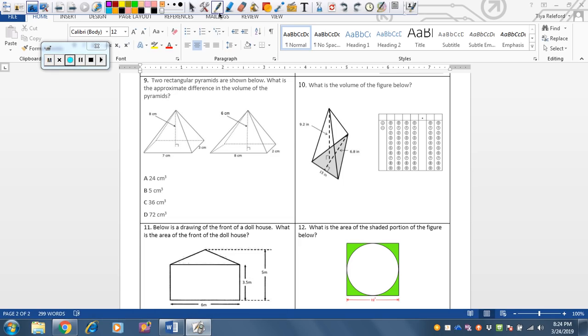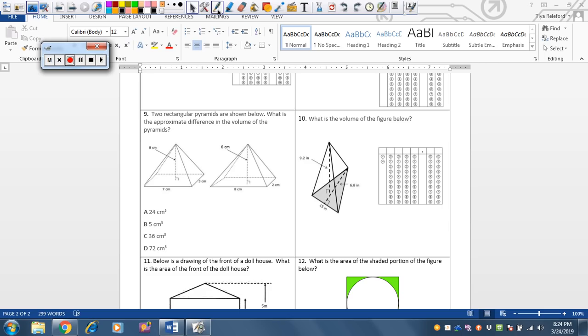Number 9, the tricky one says, what is the difference? So you're going to have to find volume of this one and volume of this one and subtract. So that is 2 formulas for this pyramid, 2 formulas for that pyramid, and then a subtraction problem. Tons of work. Number 10 is just like number 4. So go back and look at number 4.